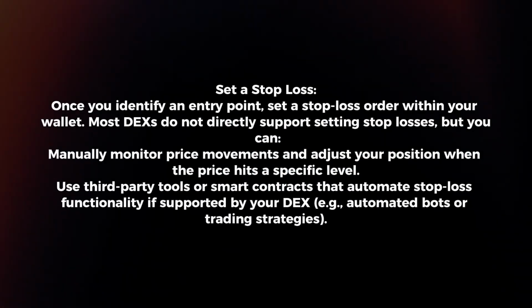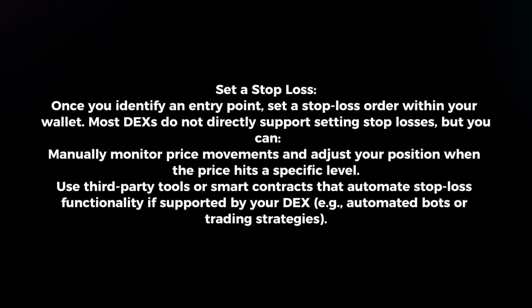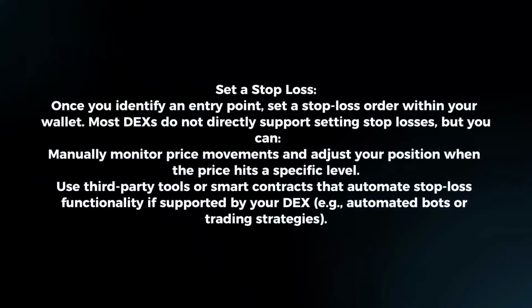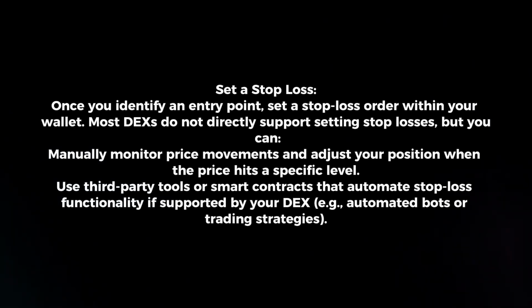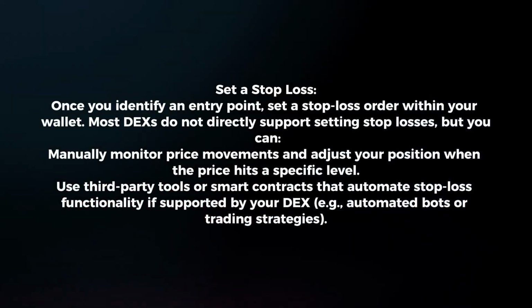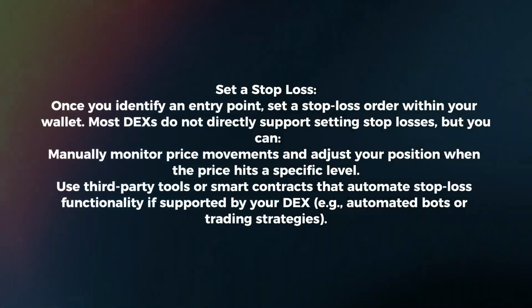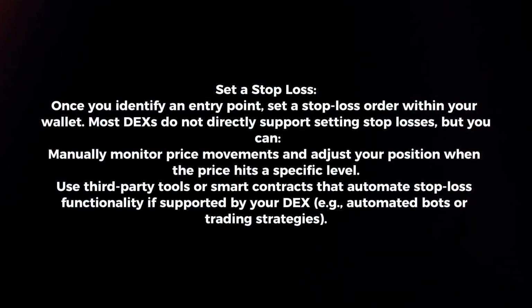Set a stop loss. Once you identify an entry point, set a stop loss order within your wallet. Most DEXs do not directly support setting stop losses, but you can manually monitor price movements and adjust your position when the price hits a specific level. Use third-party tools or smart contracts that automate stop loss functionality if supported by your DEX.